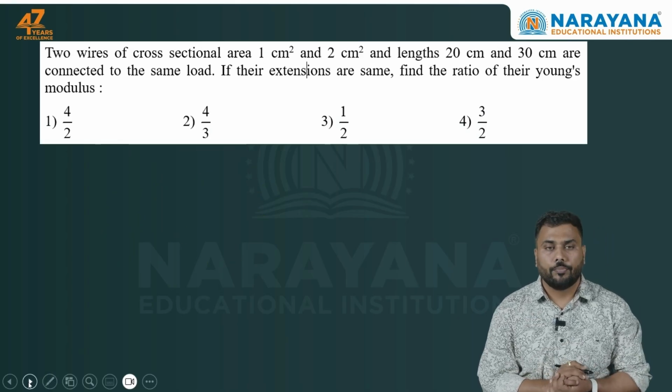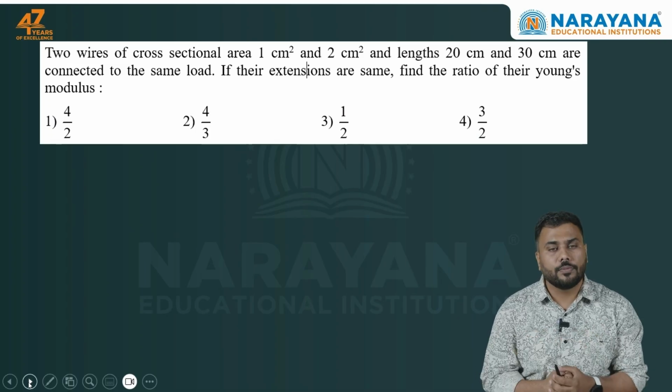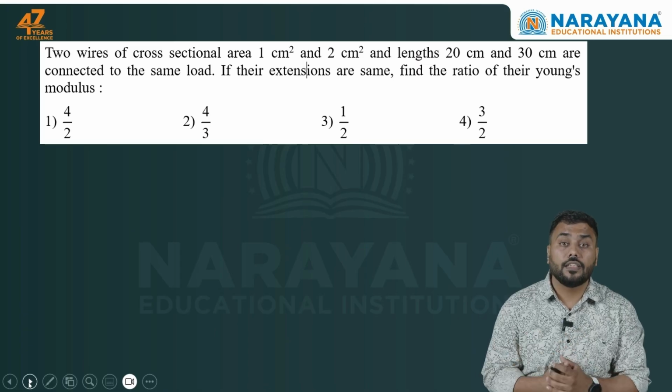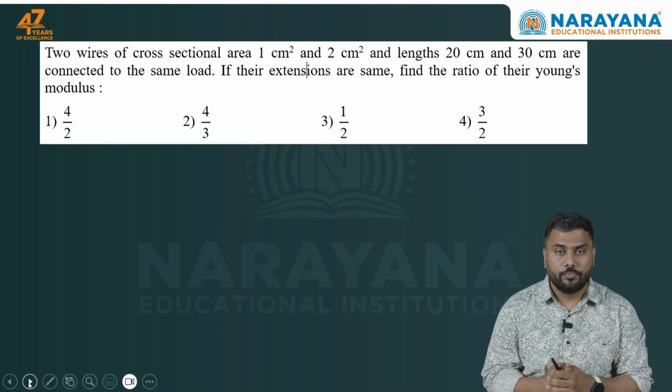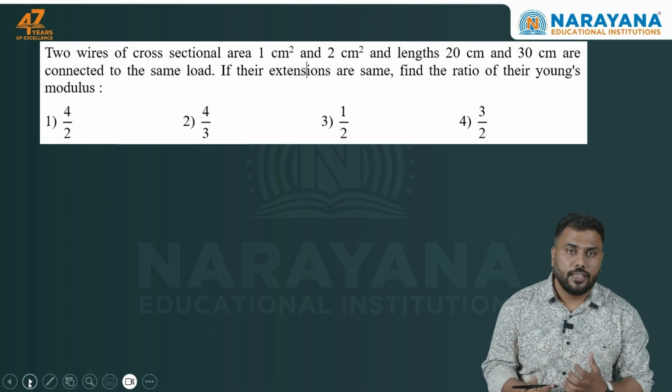Let's see the next question. In the next question, we need to find out the ratio of the Young's modulus of the two wires, and what is provided is that their extensions are the same for the same load. They are loaded with the same force and their extensions, the change in length, is the same.